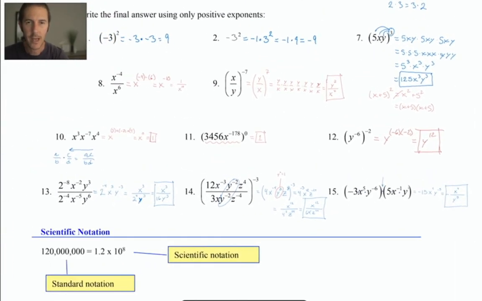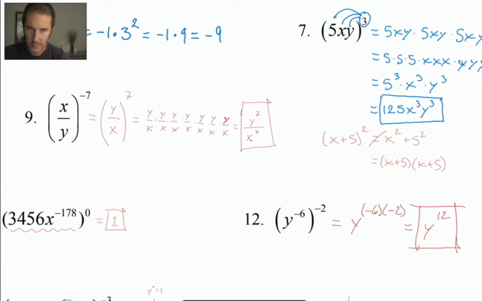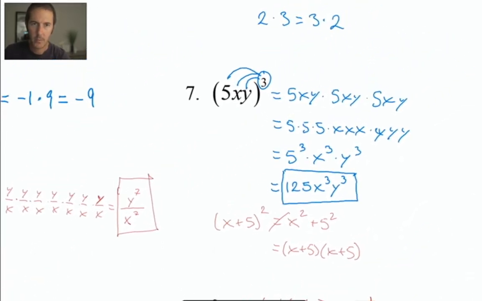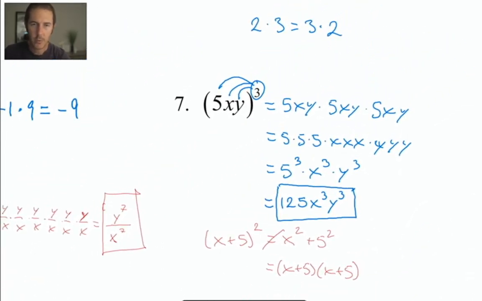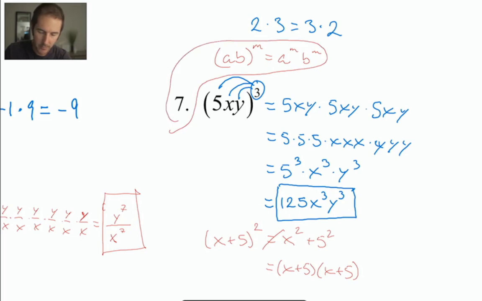What I'd like to do now is to go back through those and just write out a couple of general rules. The first one that I'll point out relates to number 7. The way that I'm going to write this out for you is (a times b) to the m is equal to a to the m times b to the m. So this is the general property that goes along with number 7.